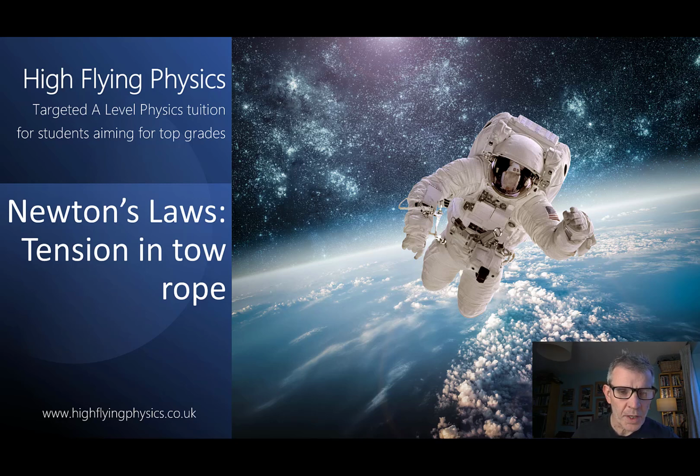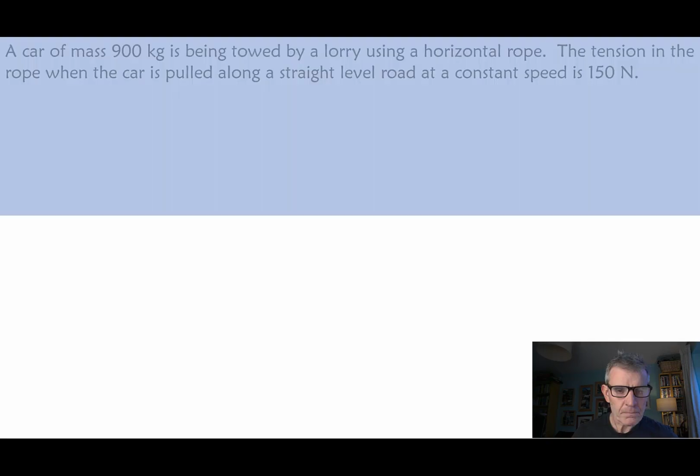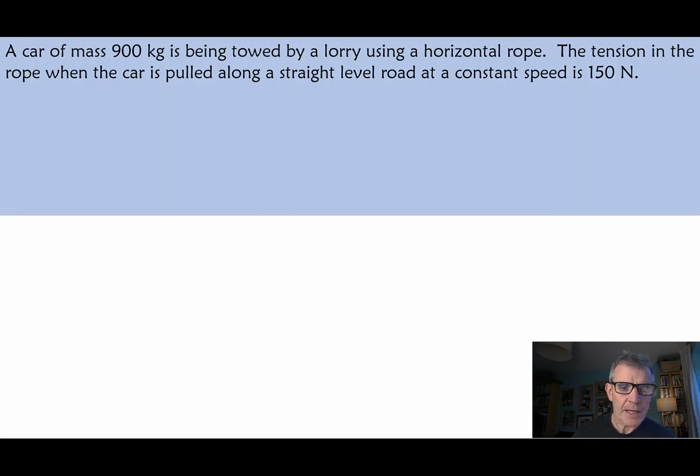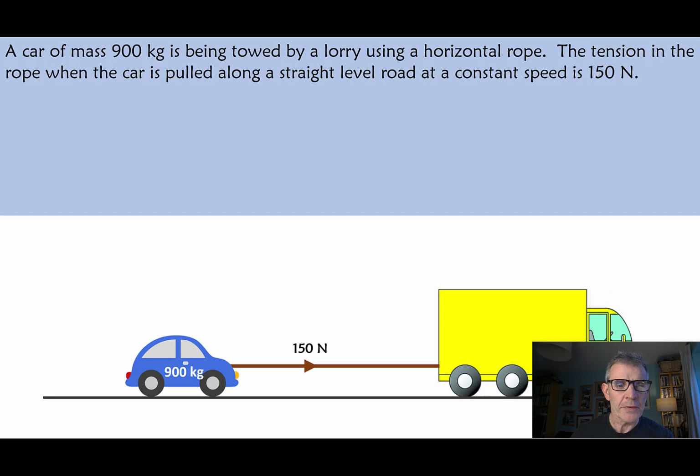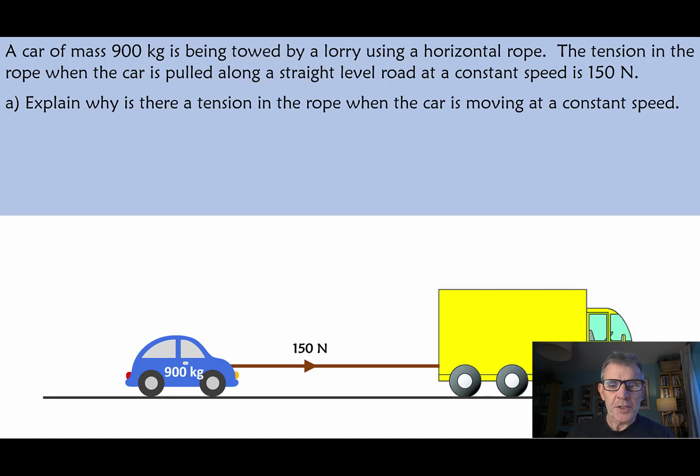Here's another question which quite a few students have difficulty with, and it's to do with Newton's laws of motion. Have a go at it. So we've got a car of mass 900 kilograms that's being towed by a lorry using a horizontal rope. The tension in the rope when the car is being pulled along a straight level road at a constant speed is 150 newtons, and you can see the situation there in the diagram. Explain why there is a tension in the rope when the car is moving at a constant speed.